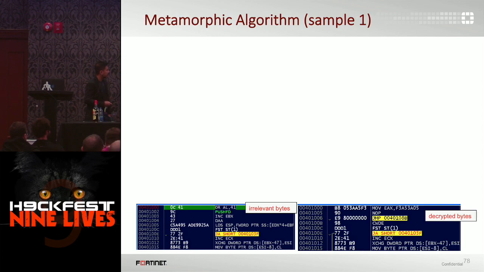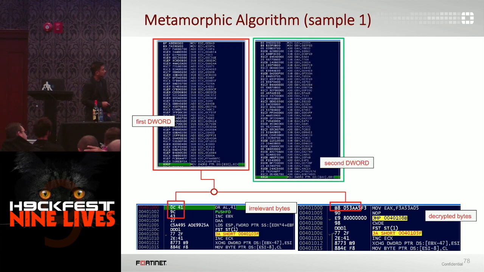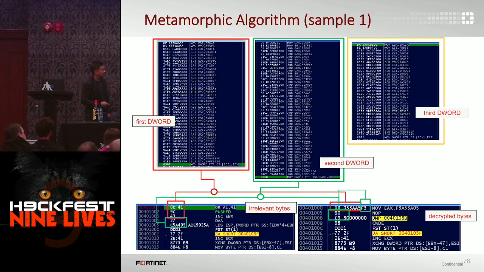So this is the metamorphic encrypted code. This is the actual malware code. The first DWORD, the 4 bytes, it actually decrypts that one into this one. The second DWORD is actually generated by this group of codes to produce this one. The third DWORD is actually produced using this one. So different number of bytes, different number of instructions, different length.